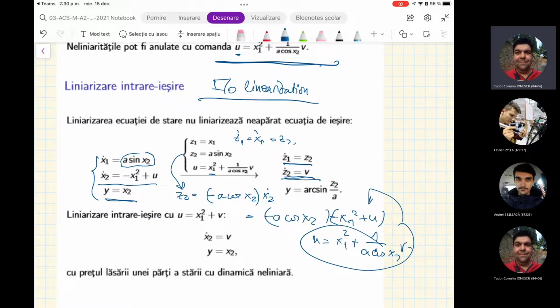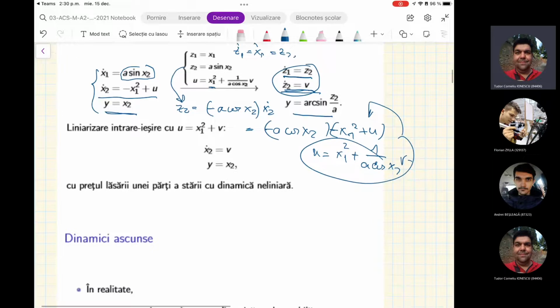So it's linear. This object is linear, but look at the output. The output is X2, and X2 is arcsine of Z2 over A, and this is nonlinear. So there isn't much gain you get from this. So you'd like to do input-output linearization.